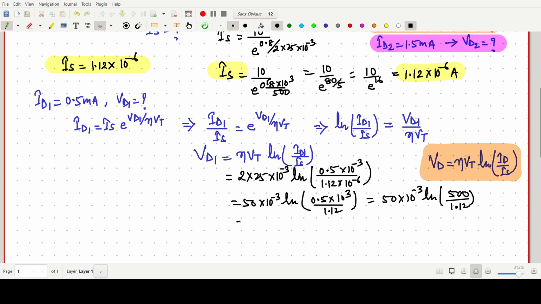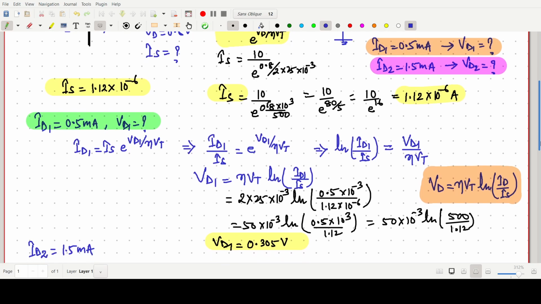If we solve directly with the calculator, it will be nearly 0.305 volt. So this one is the VD1, which we have already calculated. Now one more thing we have to find. ID2 is given as 1.5 milliampere. Two things we have to find: for ID2 1.5 milliampere, the corresponding VD2.